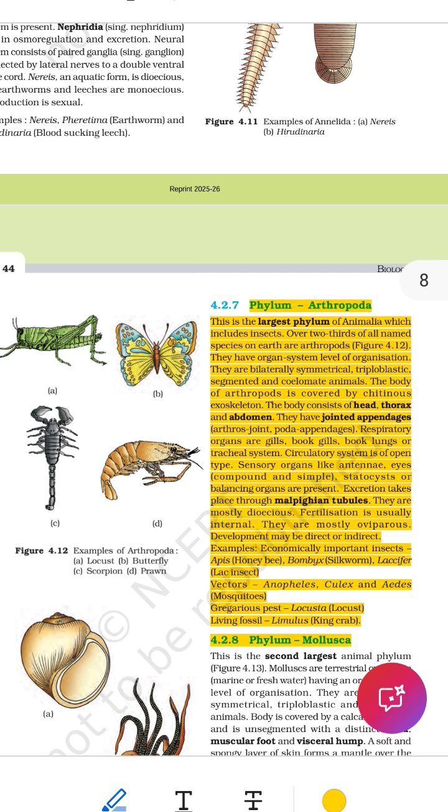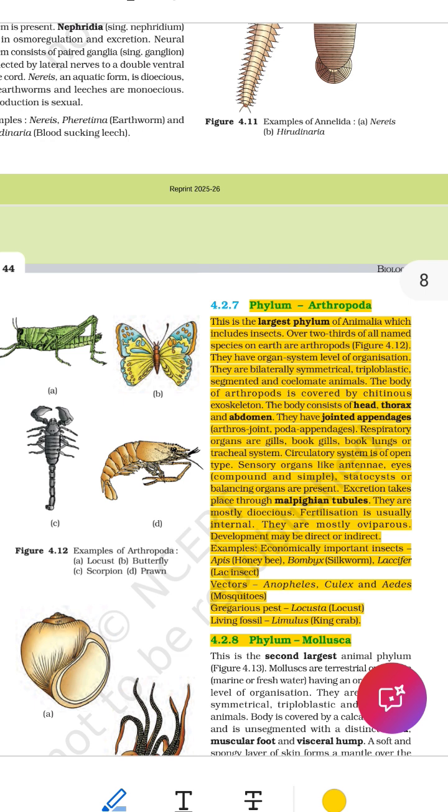1. What is phylum Arthropoda? Arthropoda is the largest animal group on Earth. The name Arthropoda means arthro equals joint, poda equals legs. So, arthropods are animals with jointed legs. Examples: insects, spiders, crabs, prawns, centipedes, millipedes, scorpions, locusts, mosquitoes, honeybees.